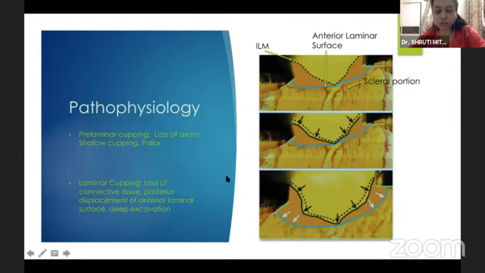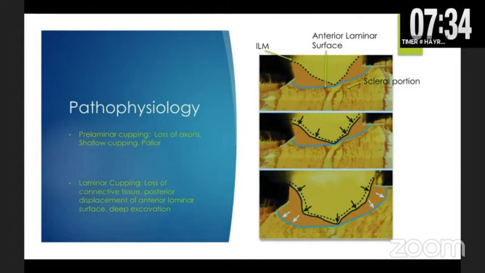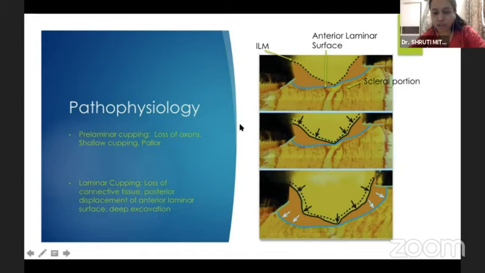Going a little into the pathophysiology of cupping. This is a cross-section of the optic disc. Here the dotted line shows the internal limiting membrane. The blue line shows the anterior laminar surface, and this orange area is the prelaminar area, which contains mainly the axons and the capillaries. This scleral portion of the optic disc contains, besides the axons, capillaries and connective tissue like astrocytes.